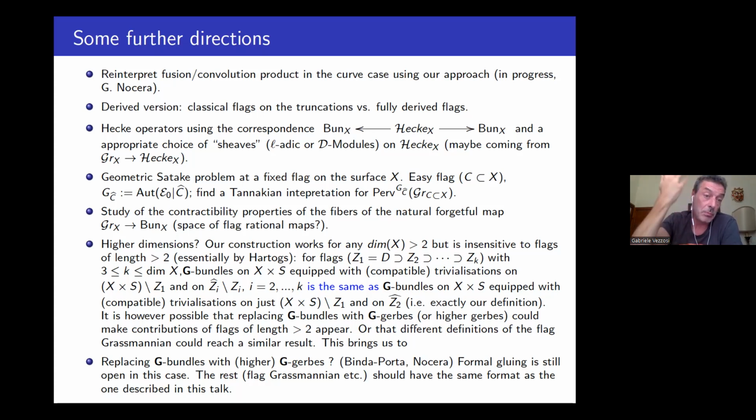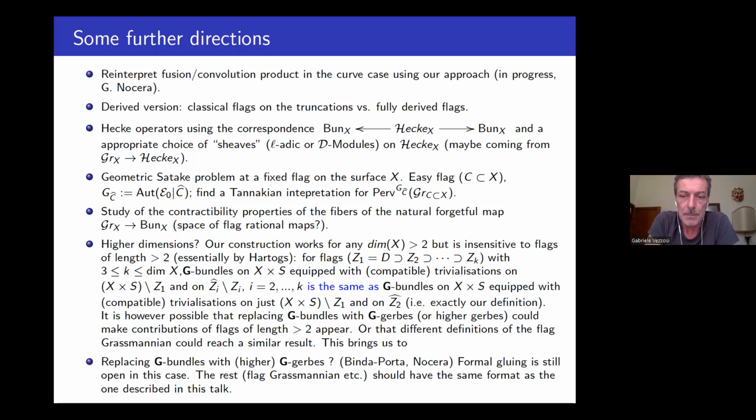So one can think about two things. For example, modify the definition of the flag Grassmannian, or move from G bundles to G gerbes, where these choices could maybe make the contribution of flags of length bigger than 2 appear. This brings us to replacing G bundles with G gerbes, and this is a project that was begun by Binda and Porta, and is now probably taken up by Nocera.